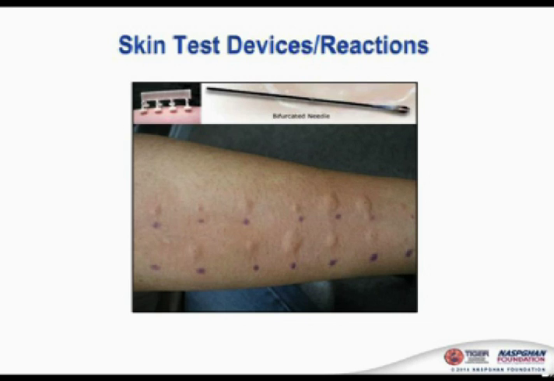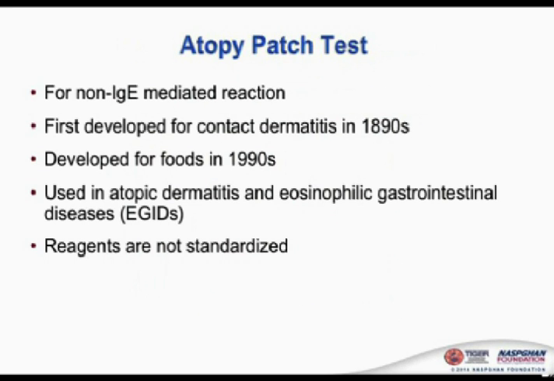The next slide talks about atopy patch testing. Patch testing has been around for a long time, also about 100 years. It was originally designed for nickel allergy, the allergy you get when you have a belt buckle and get a rash where the belt buckle is. It was developed for foods back in the 1990s, originally for atopic dermatitis and eosinophilic gastrointestinal diseases. One problem compared to skin tests is the reagents aren't standardized, while in skin testing, reagents are standardized but reading is a little less standardized.